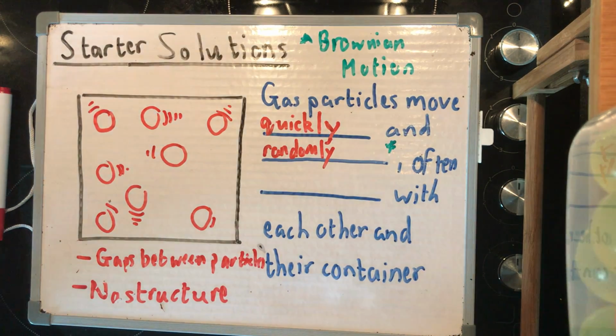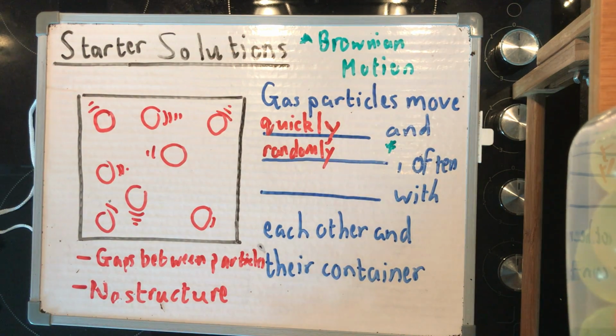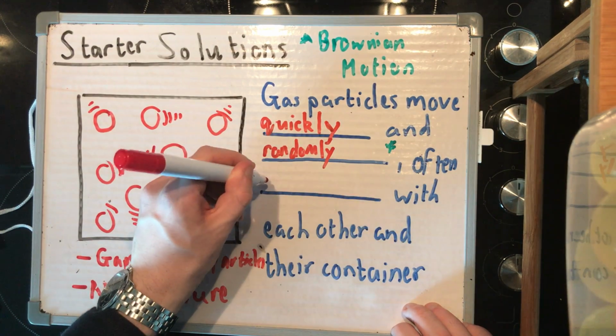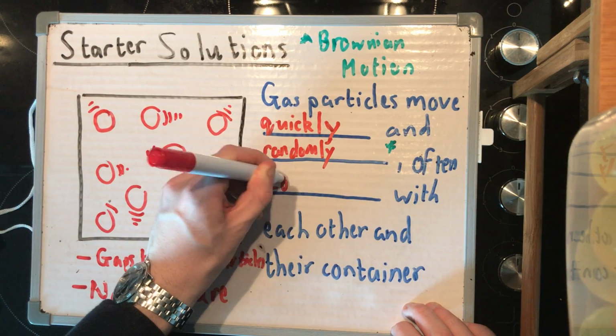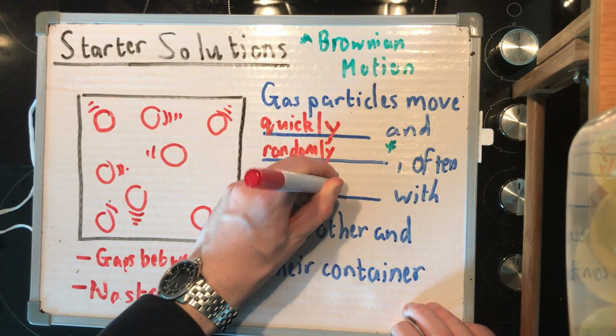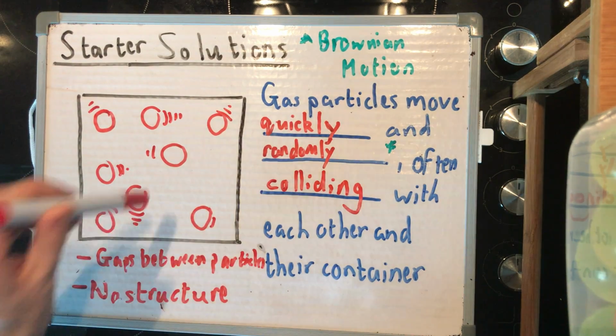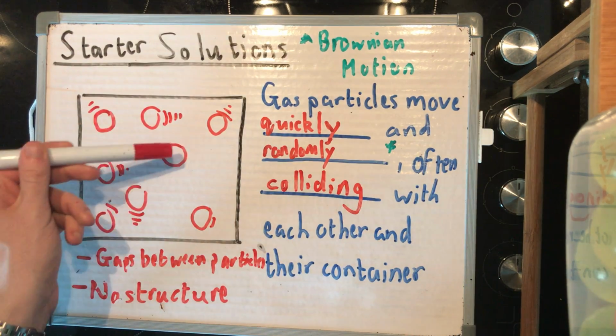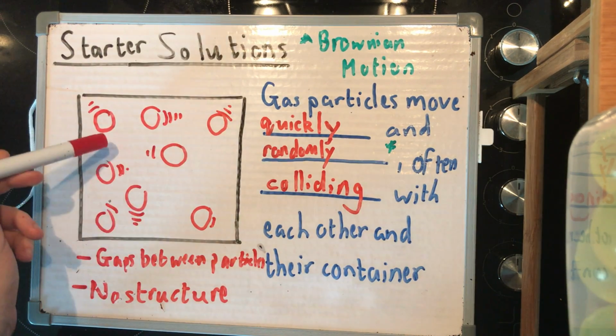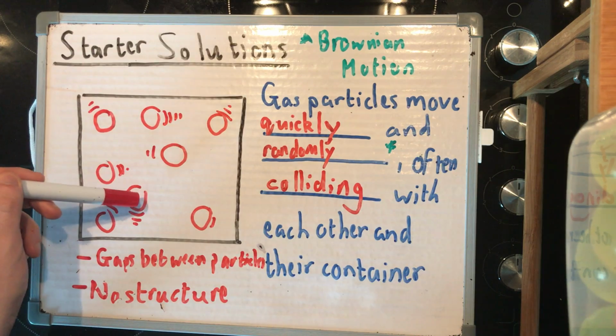Now, the second part is to do with gas particles' interactions with each other and their container. What we say there is that we have quite often collisions. So colliding makes the sentence fit grammatically. What that means is that the gas particles are very often banging into each other. As you can see here, if I look at some trajectories, this particle is going to bang into this particle. This one's going to probably bang into this one.